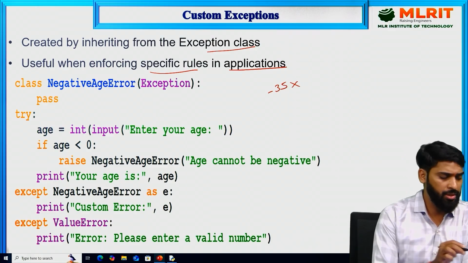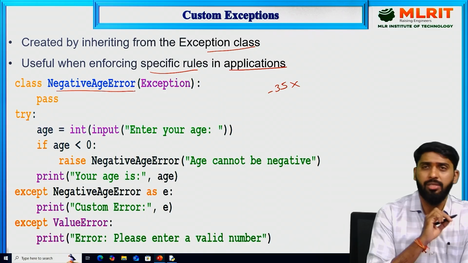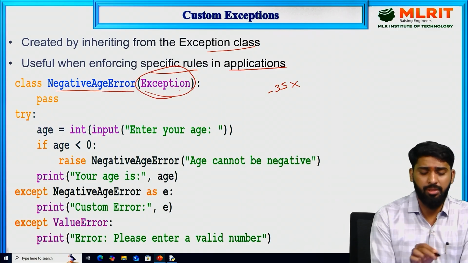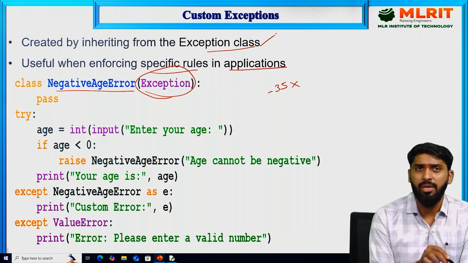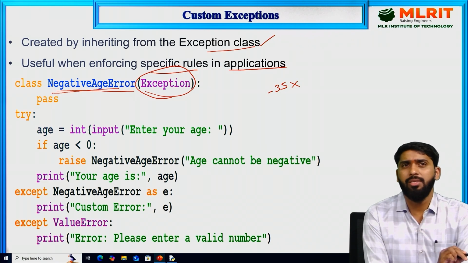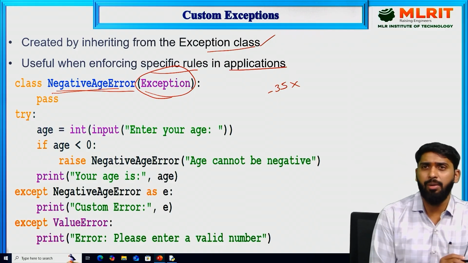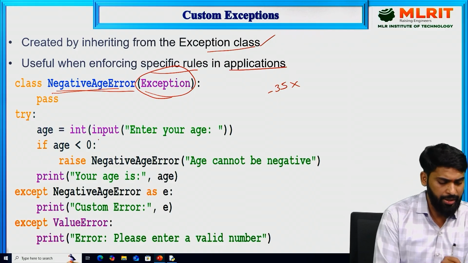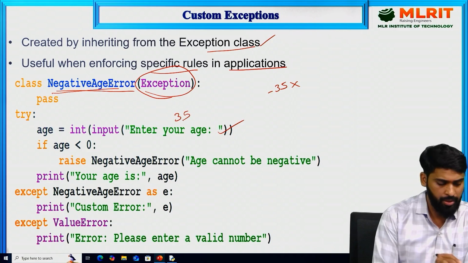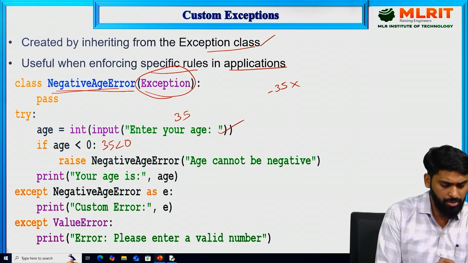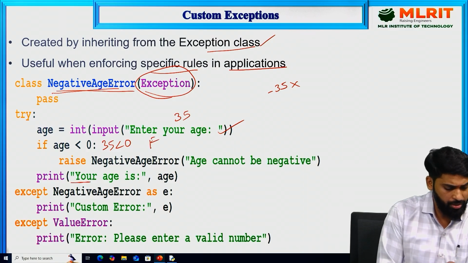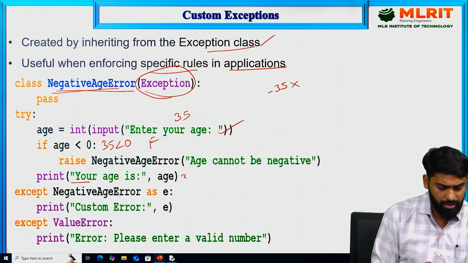How? We see. So class NegativeAgeError, and it is inherited from Exception. Okay, this is the Exception class. The predefined class is inherited into your class. What is the class name? NegativeAgeError. Now here we are writing the try block. age is int of input, enter your age. If I enter 35, 35 less than 0 is false. So we enter into here, your age is 35.